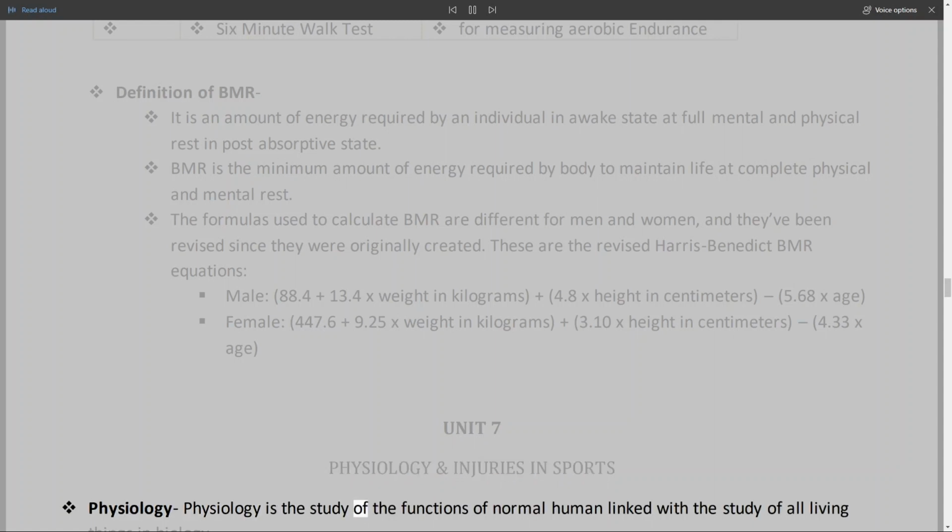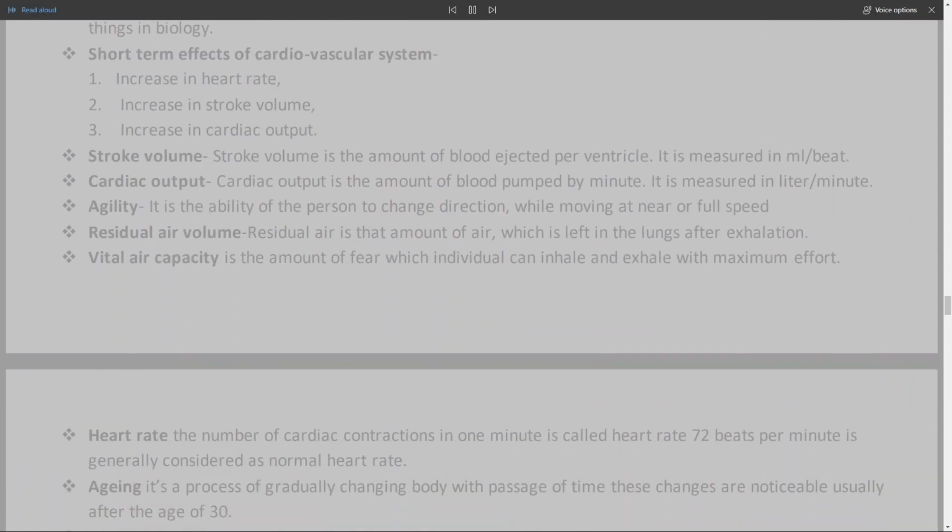Physiology is the study of the functions of normal human beings, linked with the study of all living things in biology. Short-term effects on the cardiovascular system: 1. Increase in heart rate, 2. Increase in stroke volume, 3. Increase in cardiac output.